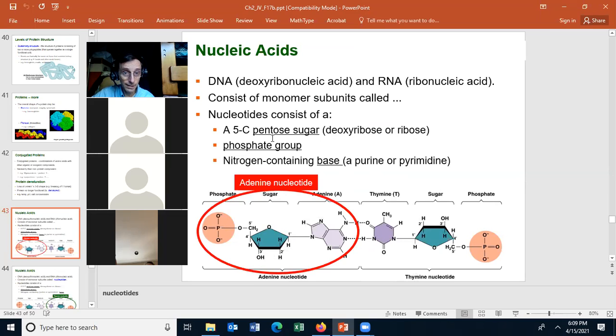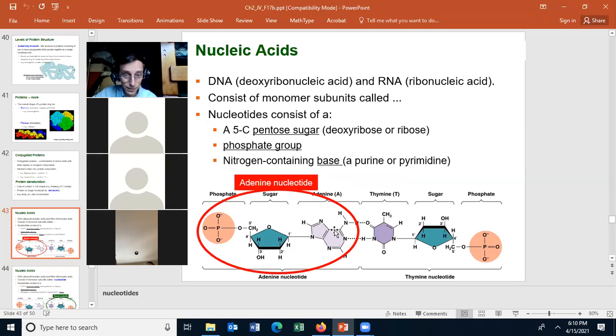The nucleotide, besides the 5-carbon pentose sugar shown here, has a phosphate group shown here, and this phosphate group does have a charge on it, so the nucleic acids are a polar molecule as well as a charged molecule. And all nucleotides have a nitrogen-containing base, which can vary. And this is one of the bases, adenine. And all you need to really know is it's a nitrogen-containing base.